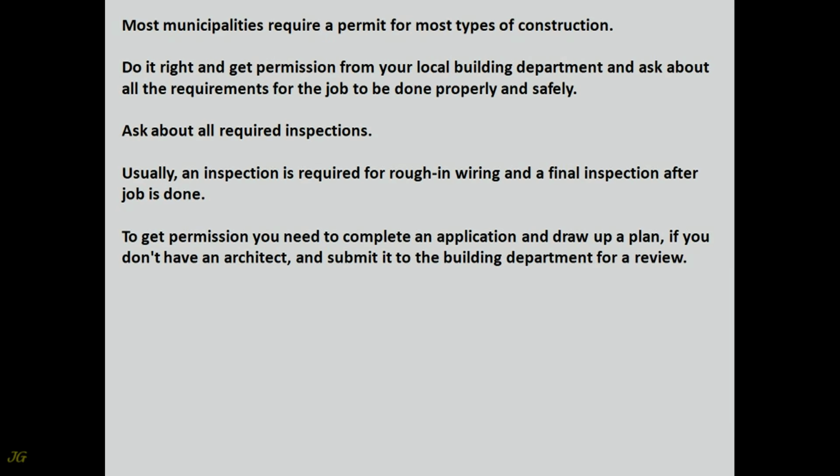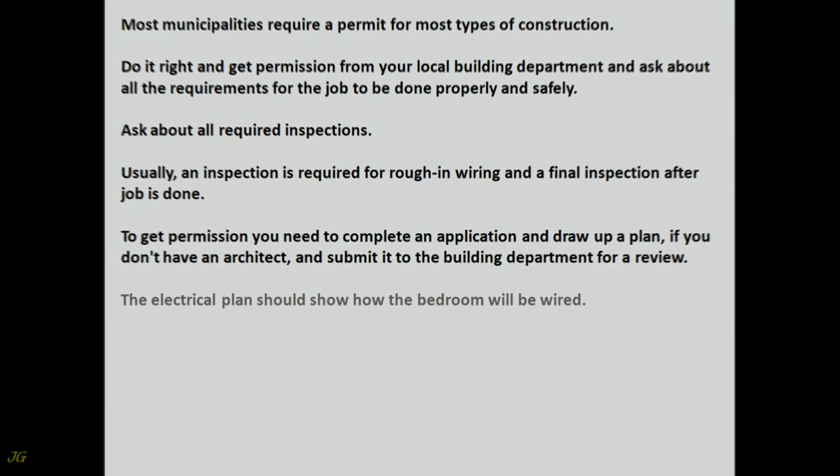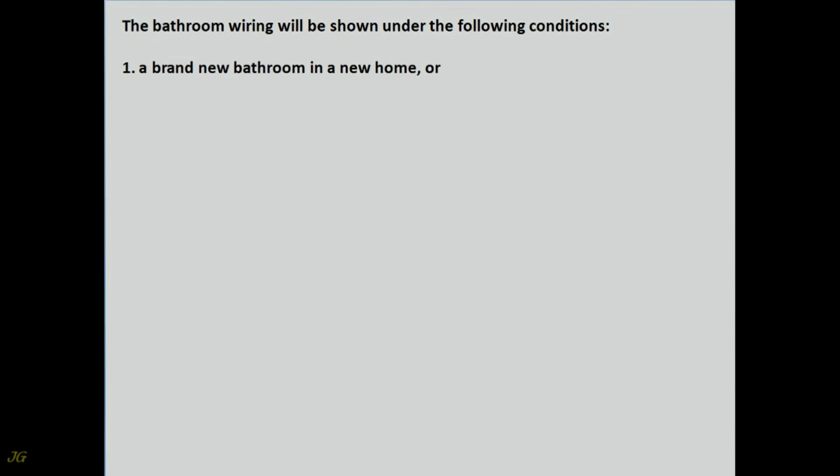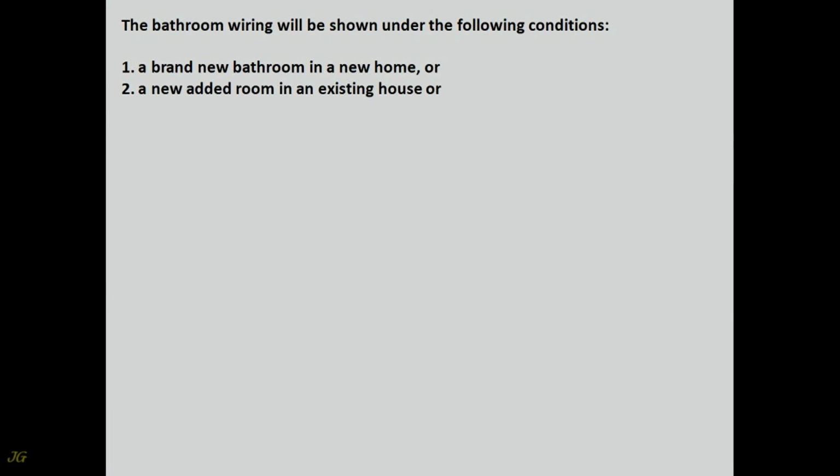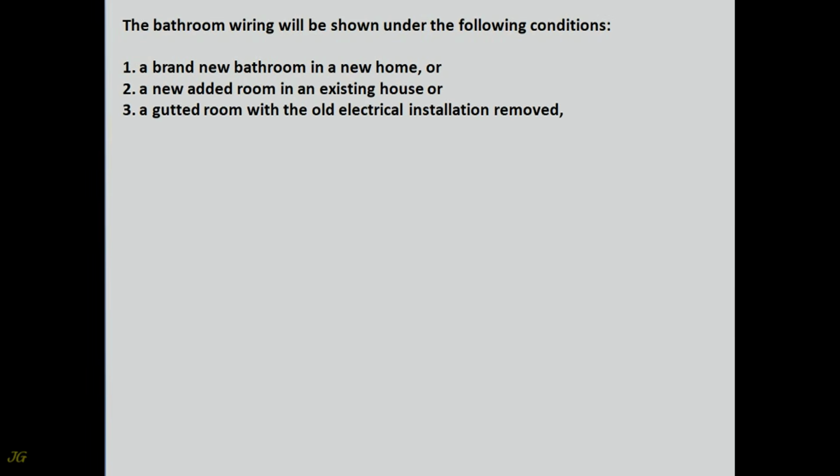To get permission, you need to complete an application and draw up a plan, if you don't have an architect, and submit it to the building department for a review. The electrical plan should show how the bathroom will be wired. The bathroom wiring will be shown under the following conditions: a brand new bathroom in a new home, or a new added room in an existing house, or a gutted room with the old electrical installation removed.